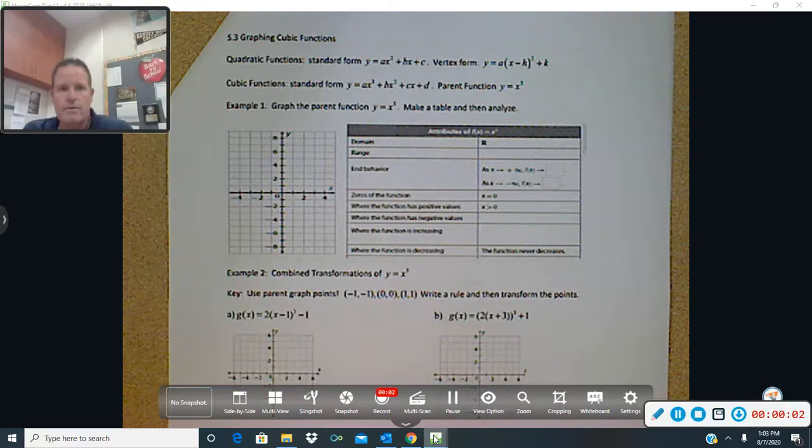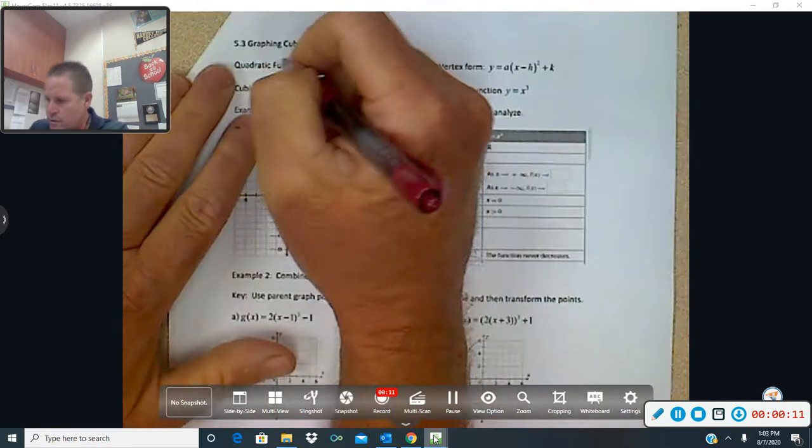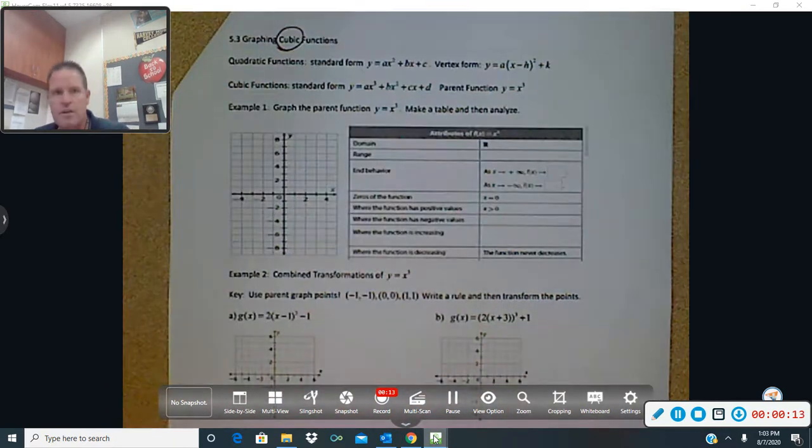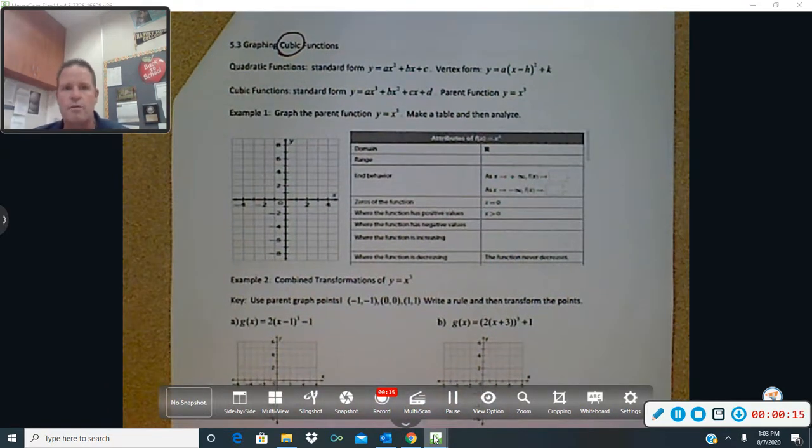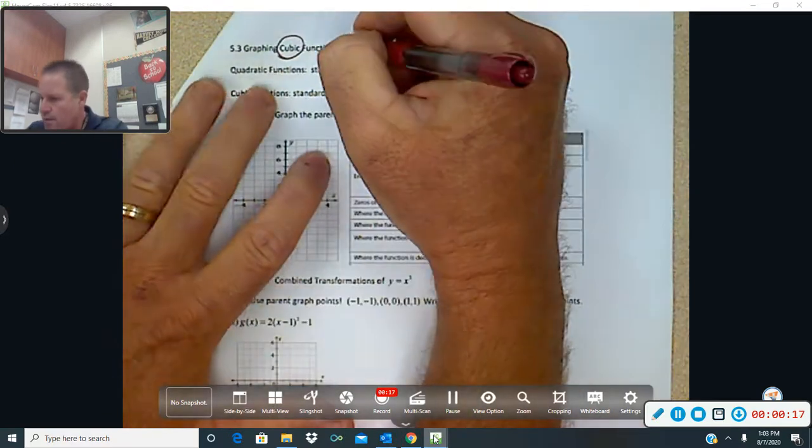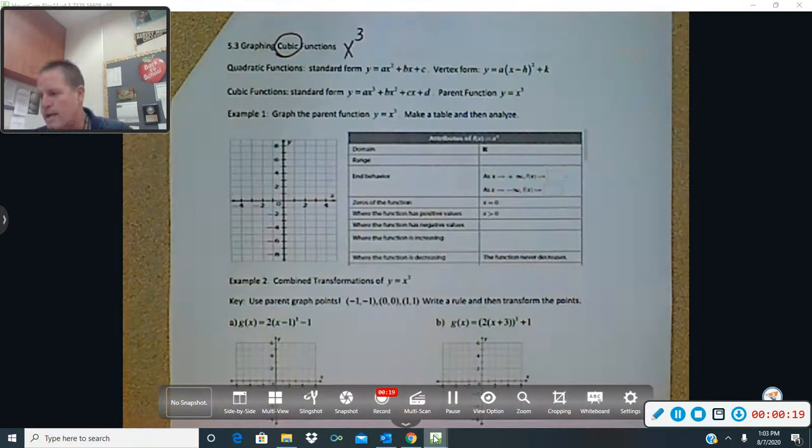All right, guys, we are going to take some notes now on section 5.3, which is graphing cubic functions. So this is the first time you've graphed any cubic functions in any class. A cubic function is anything of the form x cubed, meaning its highest exponent power in the equation is cubed.